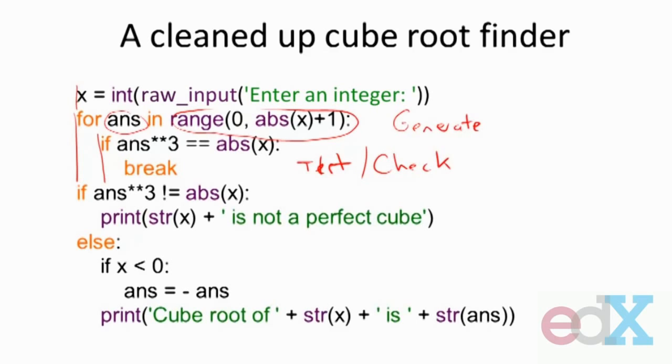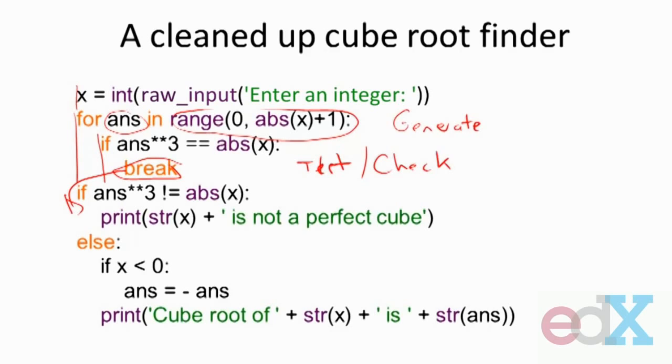I'm going to, in turn, have answer take on the values 0, 1, 2, 3, etc. up until x. Once I get past x, I'm going to stop. But inside of that loop, I'm simply going to say, let me check. If answer cubed is equal to the absolute value of x, the thing I'm looking for, I'm done, and I'll hit break, and when I hit break, it throws me out of the loop and takes me down to the next piece of code. And in that case, I'll now check.